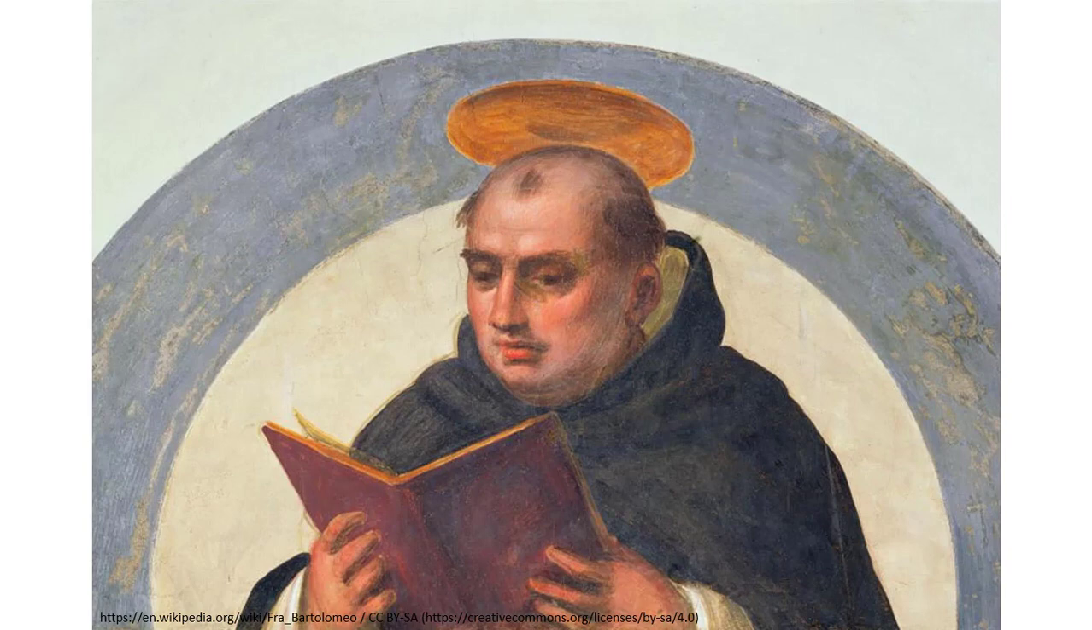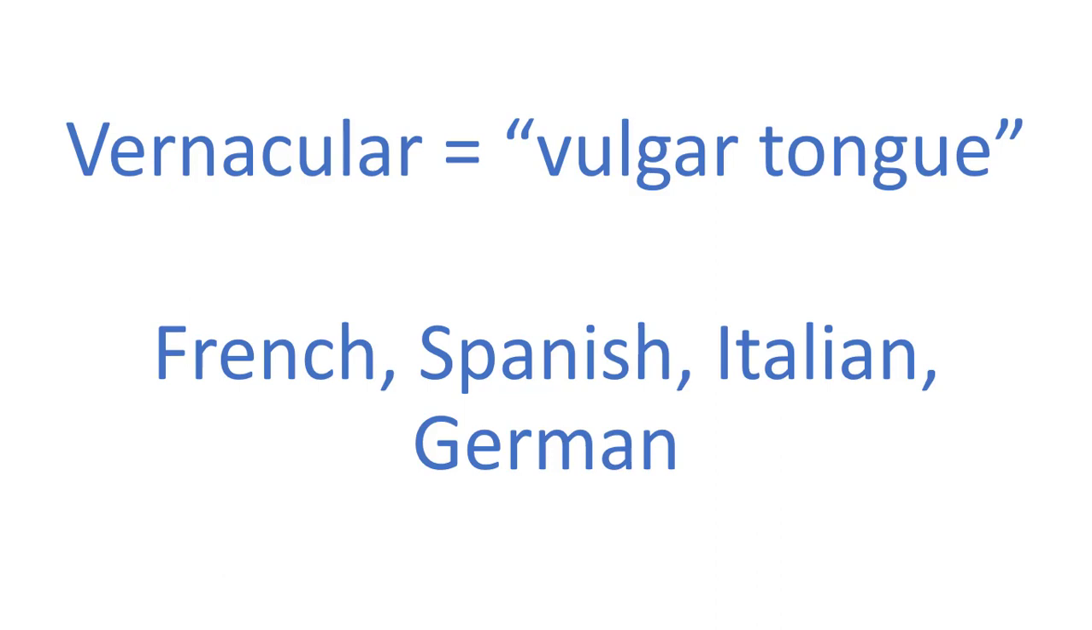There was also time for people to compose literature. The stories were increasingly being written in vernacular languages. The word vernacular is Latin for vulgar tongue, and refers to languages like French, Spanish, Italian, and German. More tales were being told in these local languages than in Latin, which was increasingly relegated to use only in universities and among some political elites.